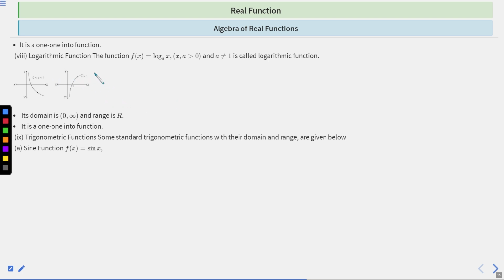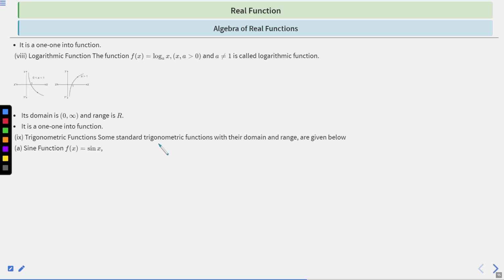Next is the logarithmic function. The logarithmic function is the function f(x) = log base a of x, where a greater than 0 and a not equal to 1. This is the graph of the logarithmic function. When a is from 0 to 1, it is decreasing like this, and when a is greater than 1, it is increasing like this. Its domain is 0 to infinity and range is R. It is also a one-one function, for a similar reason: when you draw any line parallel to the x-axis, it is cutting at one point only.